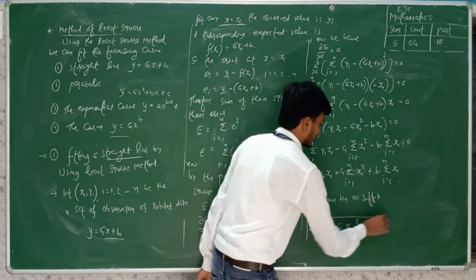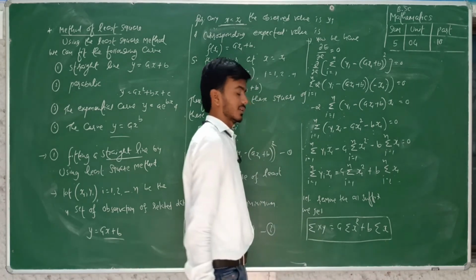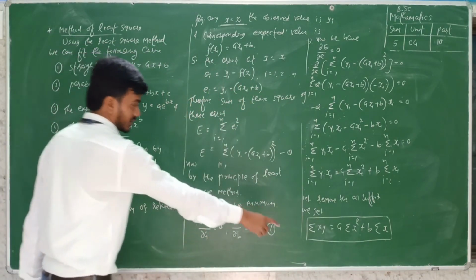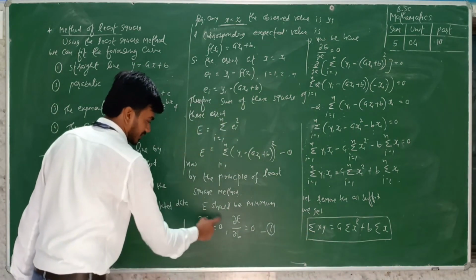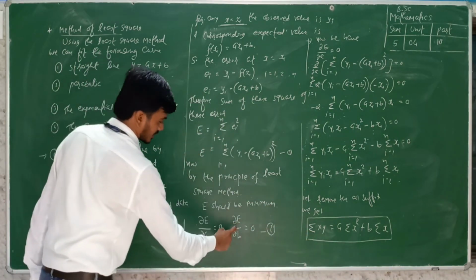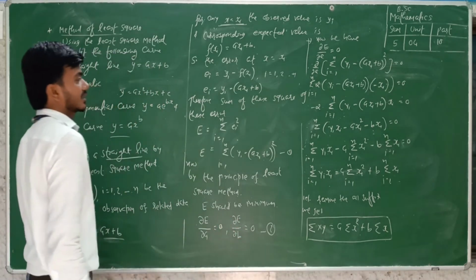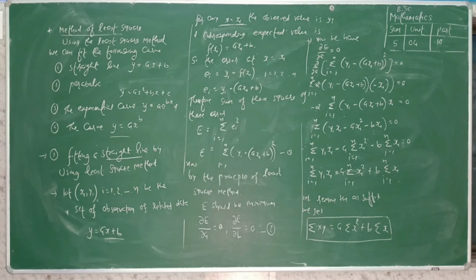This is the one equation. This is the normal equation of fitting a straight line. This equation is obtained from this error. And another equation is retrieved from this expression. Note down. Now we derive del E by del B is equal to 0.